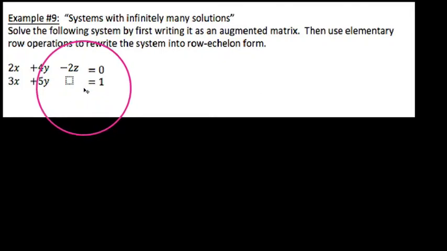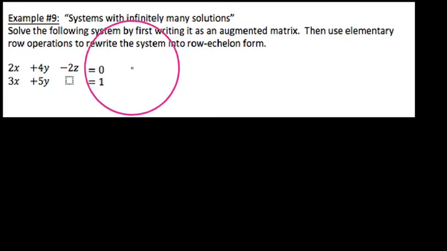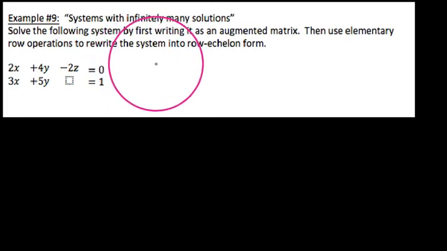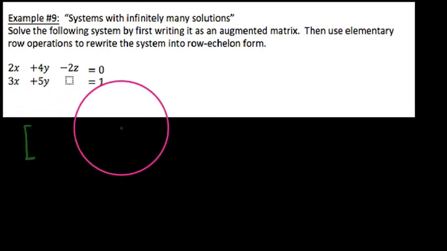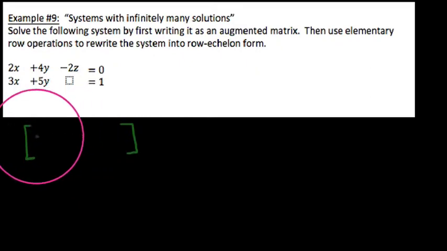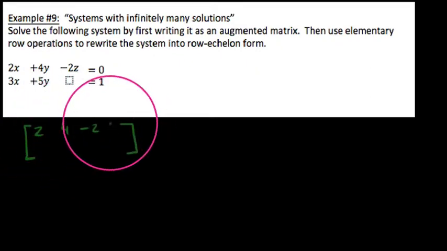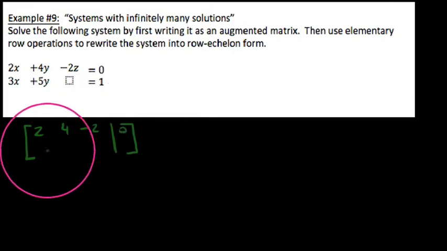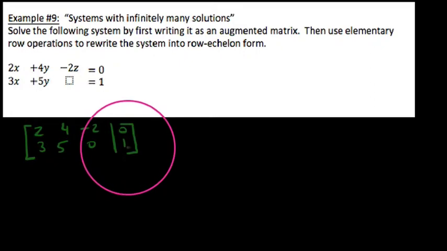But let's just say we were given these two equations and we want to solve this system. Well, I think our method has been thus far to write an augmented matrix that goes with this system. So let's go ahead and start with that augmented matrix. In this case, we'd have two rows and then four columns. In the first row we'd have 2, 4, -2, and then a 0 after the line, and in the second row 3, 5, 0, and then one constant over here.